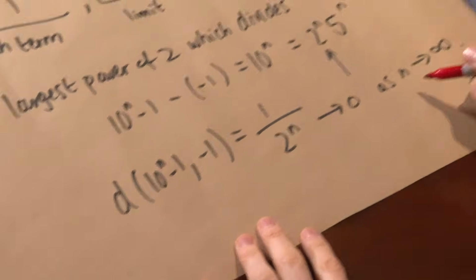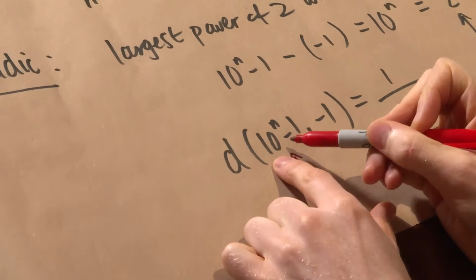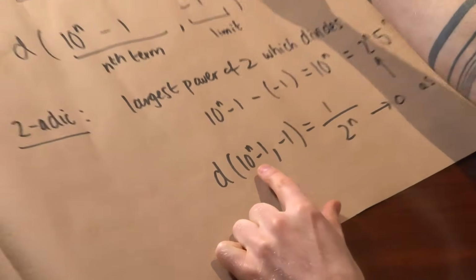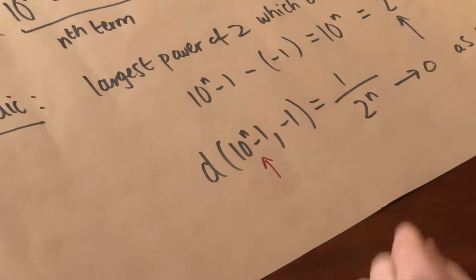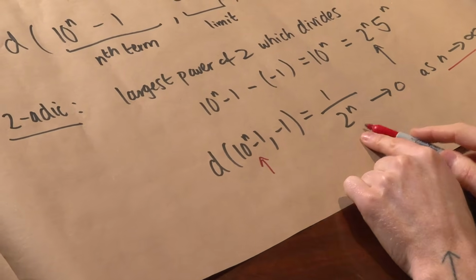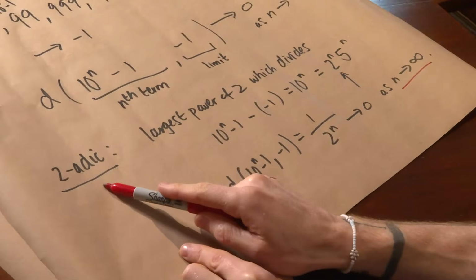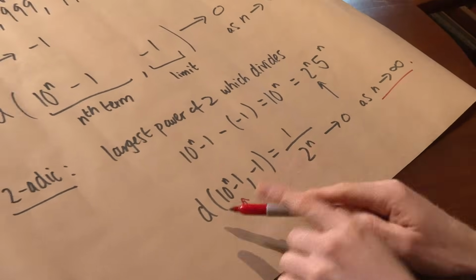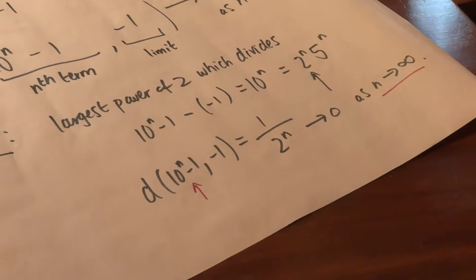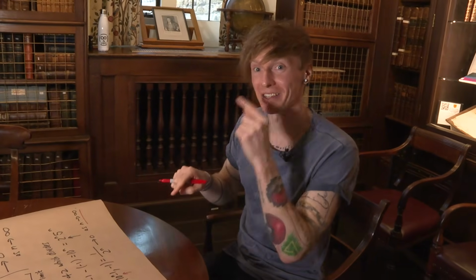So what this means is n tends to infinity is saying as the number in the sequence, 10 to the n minus 1, as this number gets bigger and bigger and bigger, more and more 9s in a row, the distance between this really big number and -1 gets smaller and smaller. Because in this measure of distance, the p-adic space, the way that we measure the distance is 1 over the biggest power of 2 that divides it. So this number's getting huge, and it's getting closer and closer to -1 in this space. So we can say the sequence of 9s converges to -1.